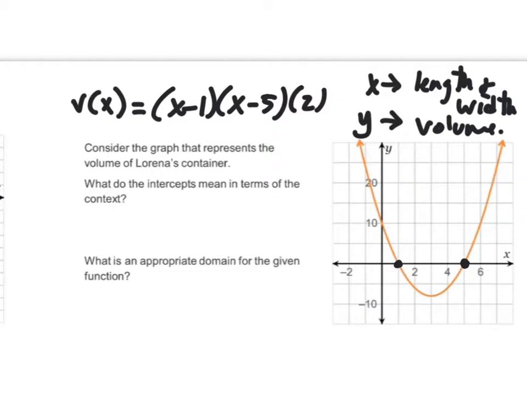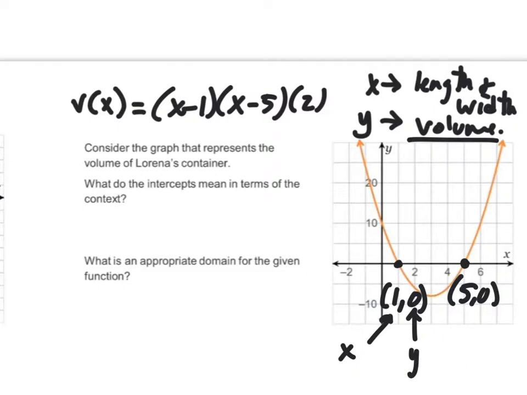So when x is 1 or when x is 5, you have these points here, 1, 0 and 5, 0. Now, the thing that I notice here is that when you have a value of x that is 1, you get a y value of 0. And remember, y is the volume. So the intercepts are when the volume is 0.